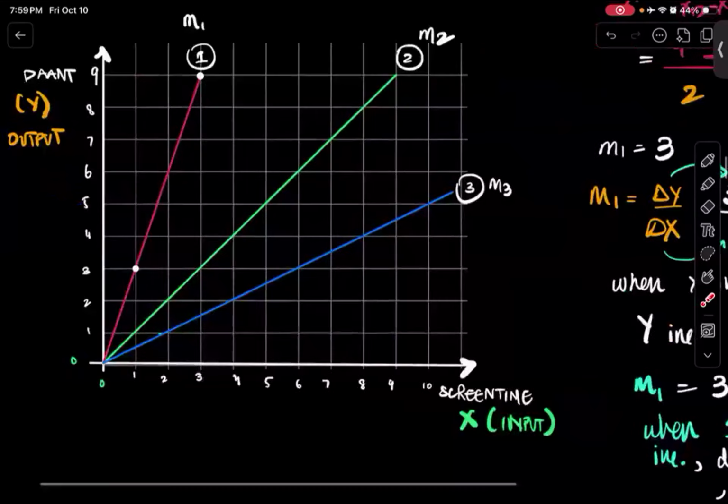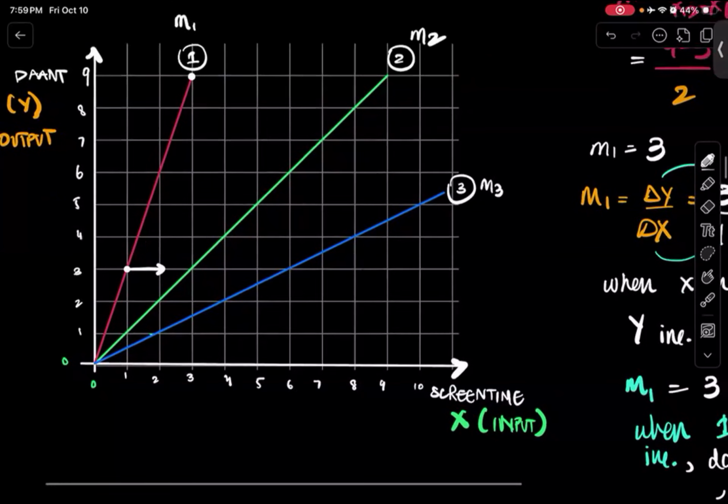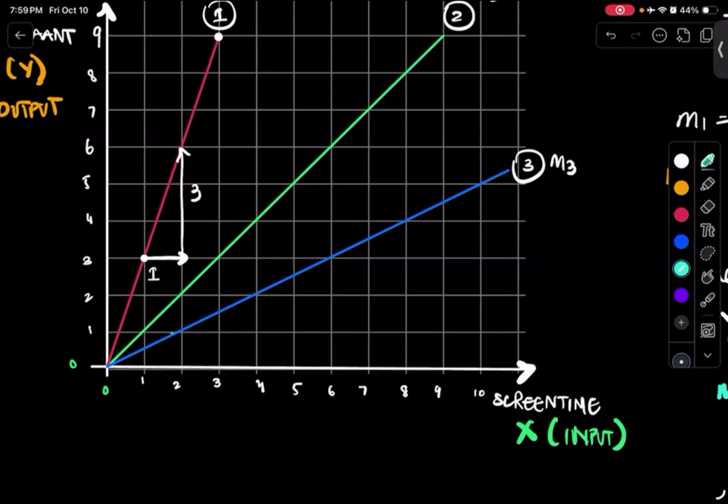Right? So you can literally have a look at it. That means if this is my change in x, I increase my screen time by 1 hour. What is the extra change in y? That is 3. Now let's have a look at the other kid. Pick any point. I increased my screen time by 1 hour, right? So I came from 3 to 4. Now I see that as I increase my screen time by 1 hour, my increase in Dant is also 1.